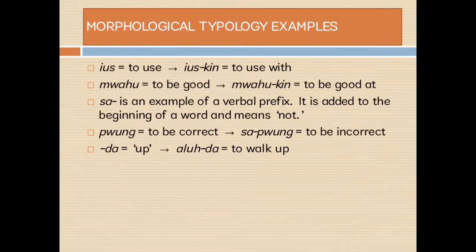And now I will give you morphological typology examples. I use is the meaning to use. I skin is the meaning to use with. M.Hum is the meaning to be good. M.Hum to be good at. Sa is an example of a verbal prefix. It is added to the beginning of a word and means not. Pung is to be correct. Sapung is to be incorrect. Da is up, and alduda is the meaning to walk up.